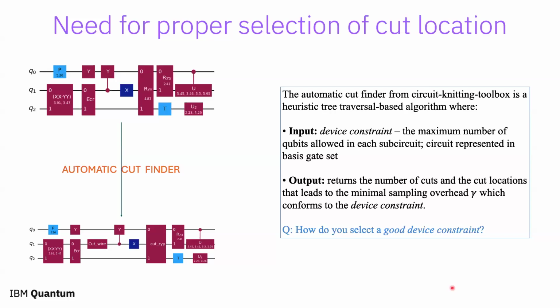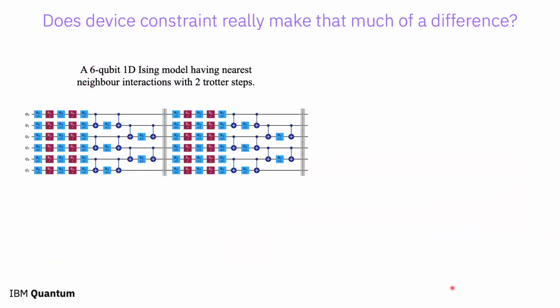Now the question then becomes, how do you select a good device constraint? You can ask, is that a really important question? How do you select a good device constraint, or are you just trying to come up with research questions because you have to? So let's take a 6-qubit 1D Ising model here. If I don't give you any information on how many qubits can be in each subcircuit, if I don't tell you anything, what is the natural thing you will say? Let's do a 50-50 cut.